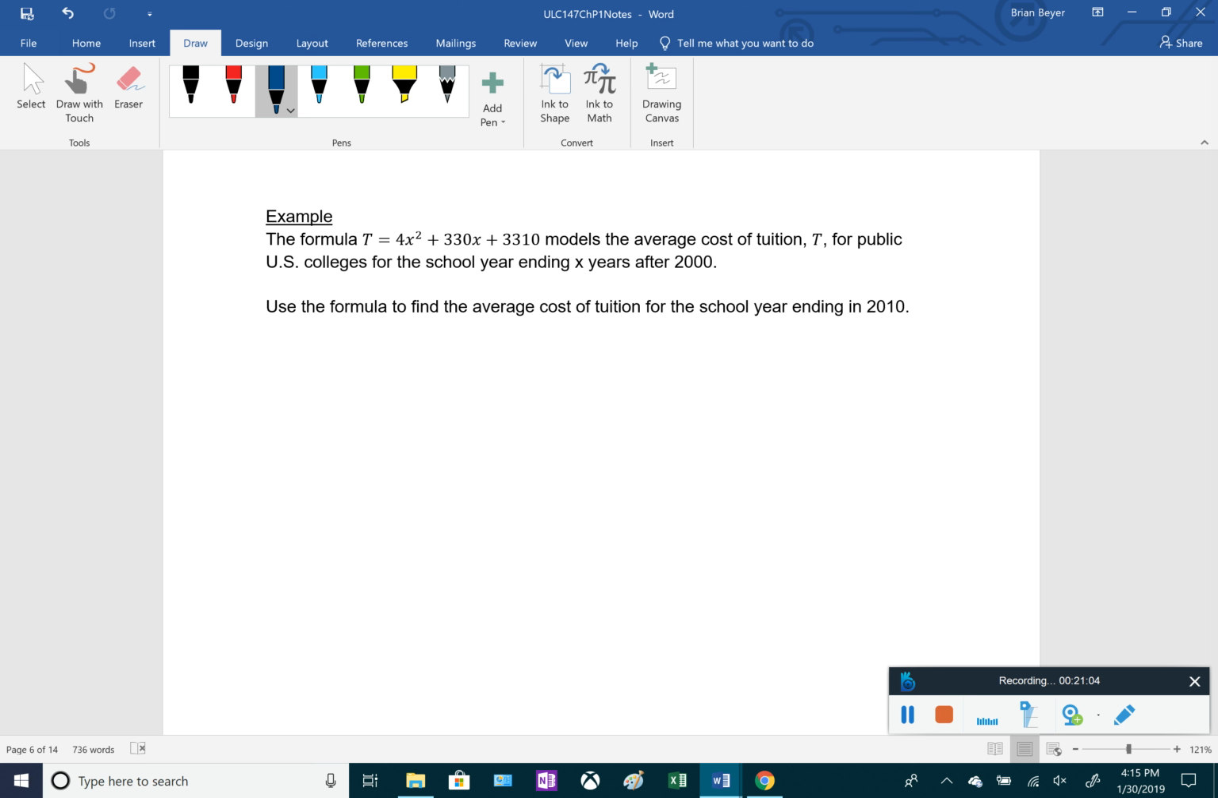Okay, so we're looking for T. So we're looking to find T when x equals what? So we're trying to plug in for x. So the school year ending in 2010, x we were told represents x years after 2000. 2010 is 10 years after 2000. So x here is going to be 10. So we are using this formula, and we are going to plug in 10.